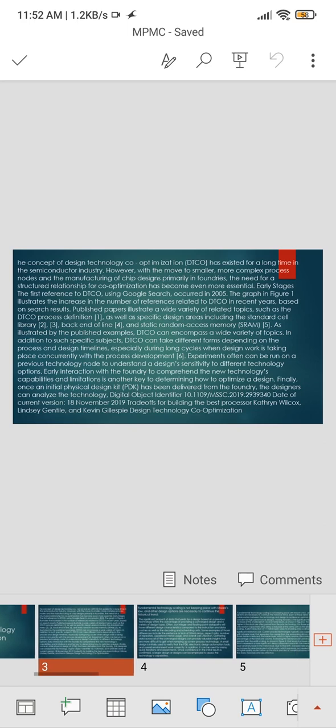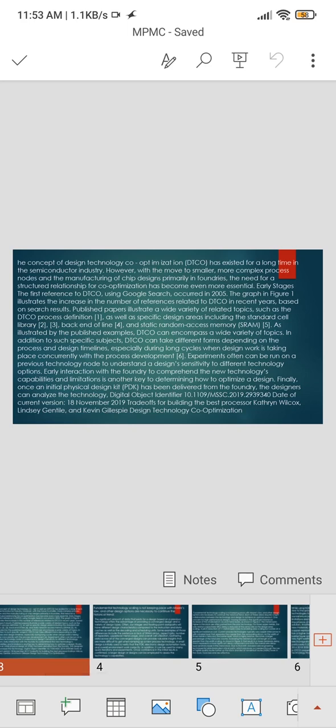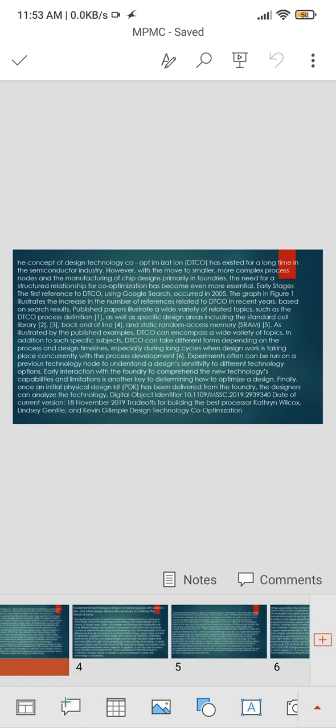Experiments often can be done on a previous technology node to understand a design's sensitivity to different technology options. Early interaction with the foundry to comprehend a new technology's capability and limitations is another key to determining how to optimize a design. And finally, one can analyze the technology trade-offs for building the best processor.